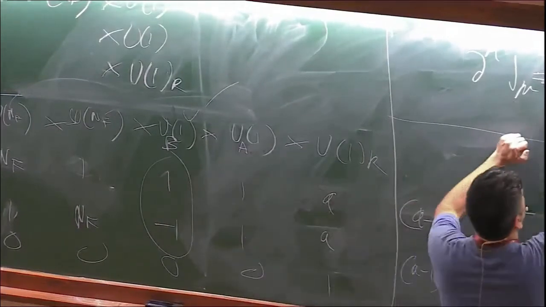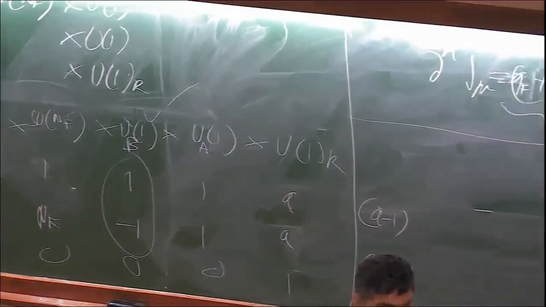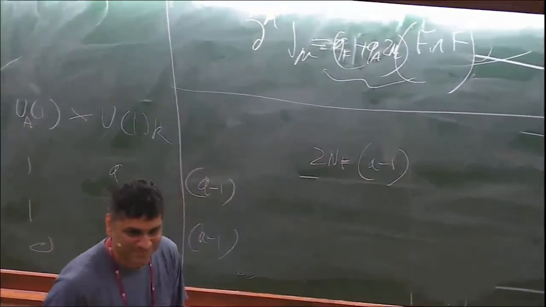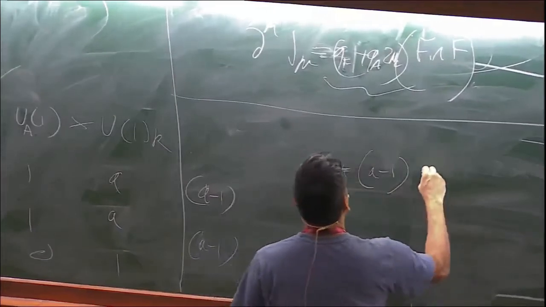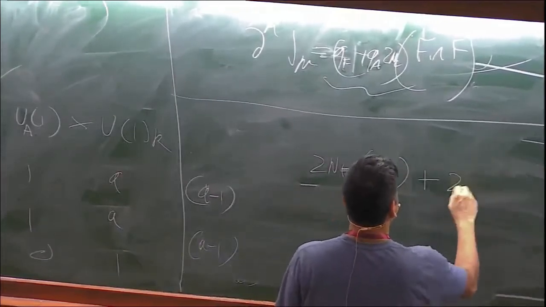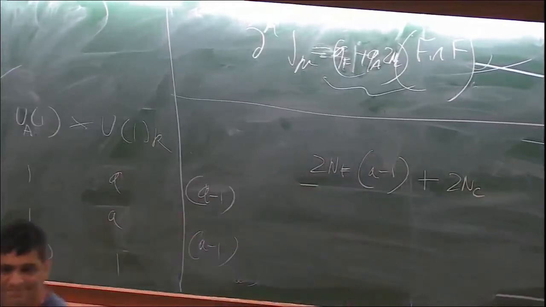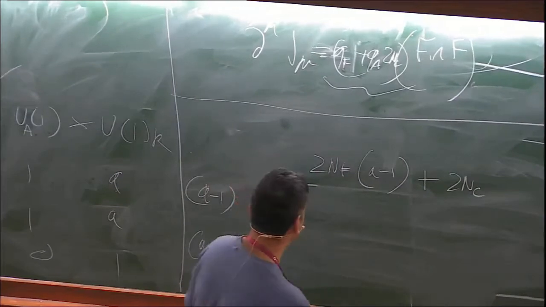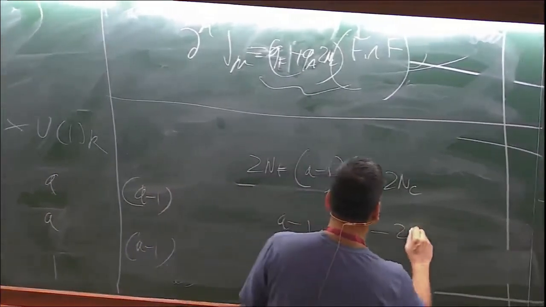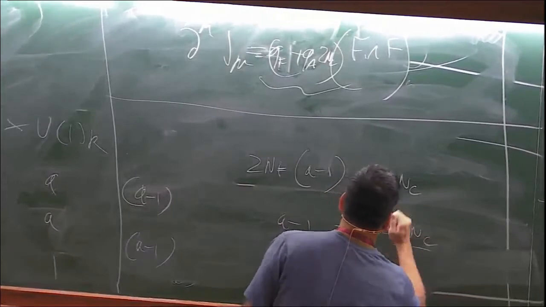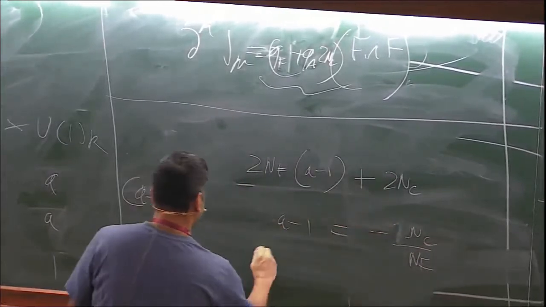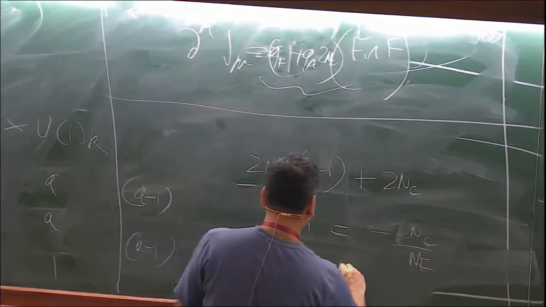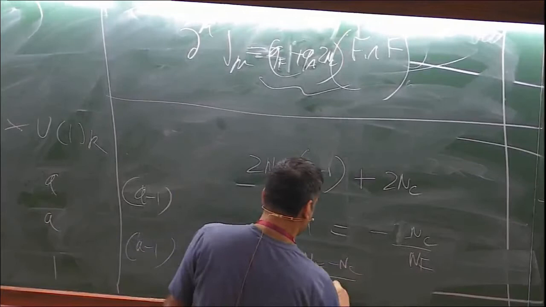Now, what is the coefficient of the anomaly for these guys? Well, that's 2NF into (A minus 1), plus 2NC into 1. Now I'm going to choose A so that this is 0. So A minus 1 is equal to minus 2NC by 2NF, so it's minus NC by NF. So A is equal to 1 minus NC by NF, that is, (NF minus NC) over NF.